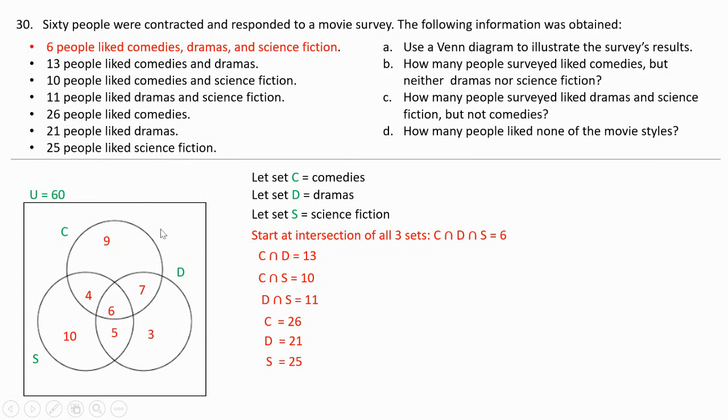Now we have to find out what's not in the sets, but it's in the universal set. So what's out here? We're going to count all these numbers and subtract it from 60.